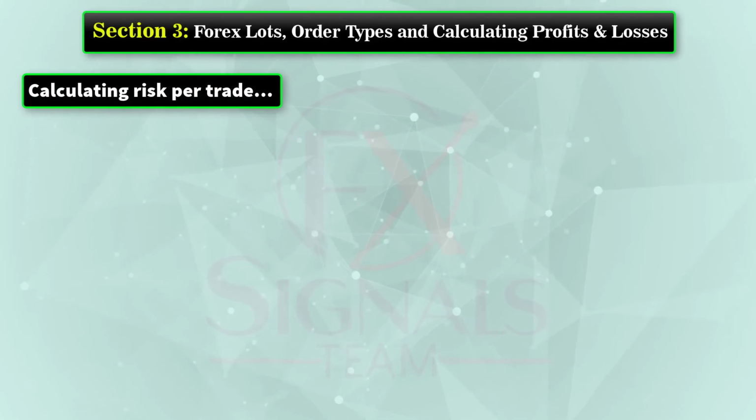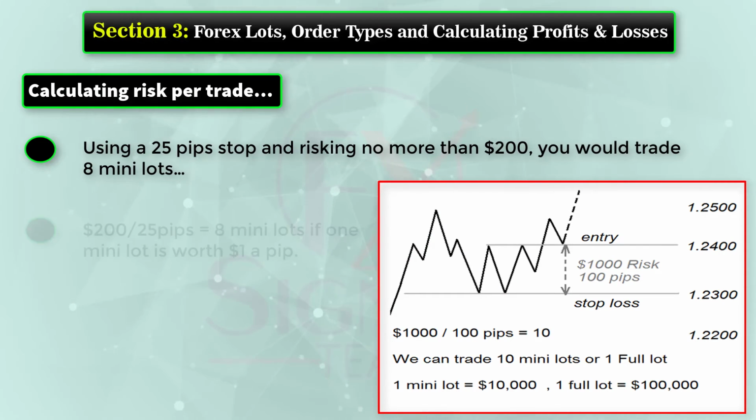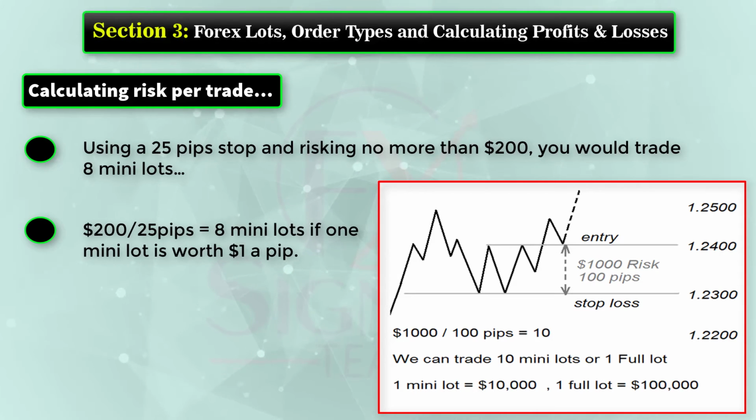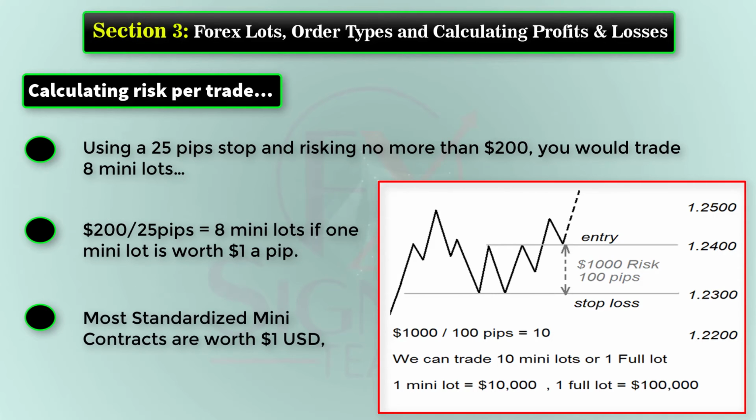Calculating risk per trade. Using a 25 pip stop and risking no more than $200, you would trade 8 mini lots. $200 over 25 pips equals 8 mini lots if one mini lot is worth $1 a pip. Most standardized mini contracts are worth $1 USD.